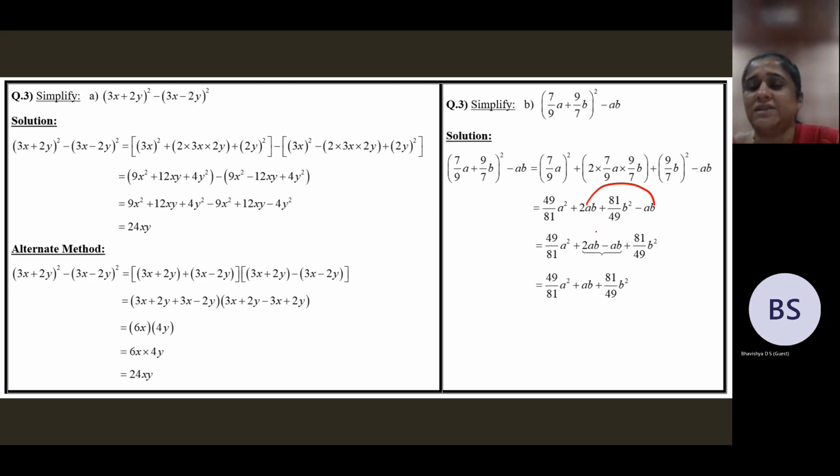I've just written them next to one another. I'm not transposing. This is not an equation to transpose. I'm just moving this. It's in the fourth place, I'm just putting it in the third place. So now 2ab and minus ab, they're like terms. So 2ab minus ab is ab. That is 2ab minus 1ab is 1ab, or ab. So 49 by 81 a square plus ab plus 81 by 49 b square.